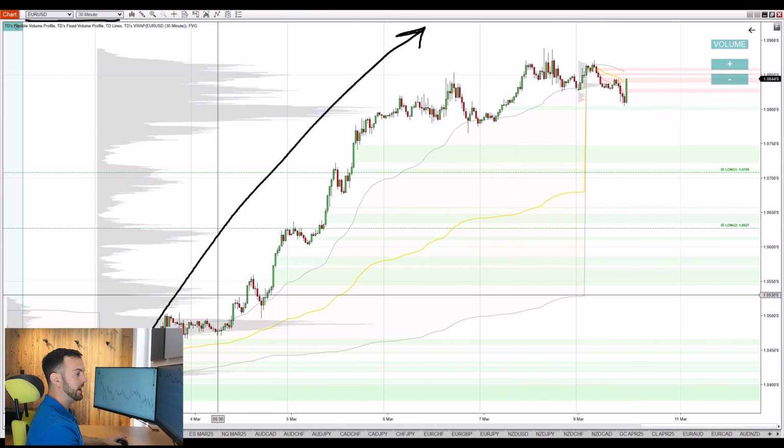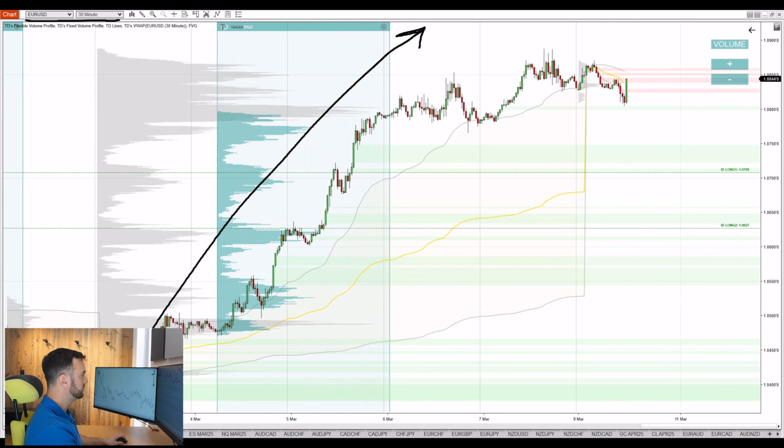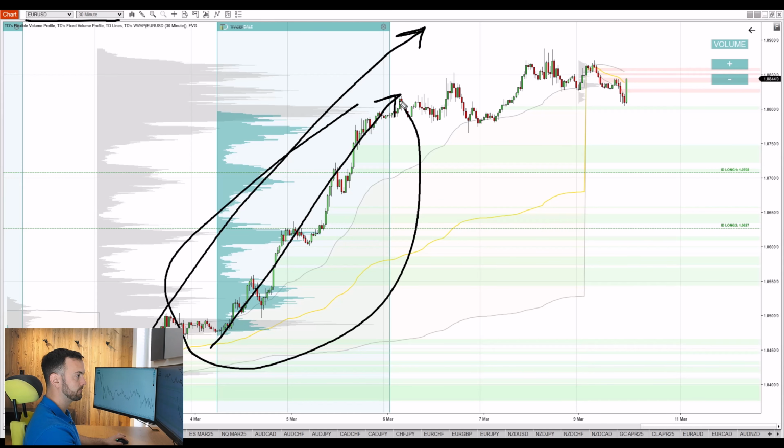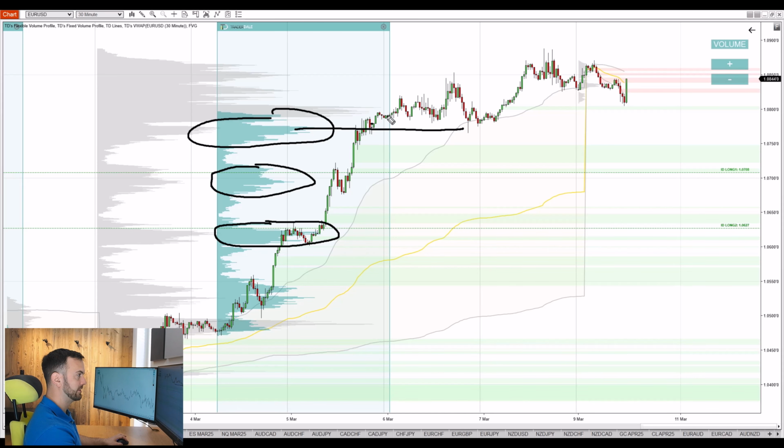So we identify the heavy volume zones using volume profile. You want to look into the trend area. Right, this is the trend area, and you want to trade from the volume clusters, from this one and from this one. By the way, this one has been tested, right? There was a pullback to it, a reaction, so you don't want to trade this one.